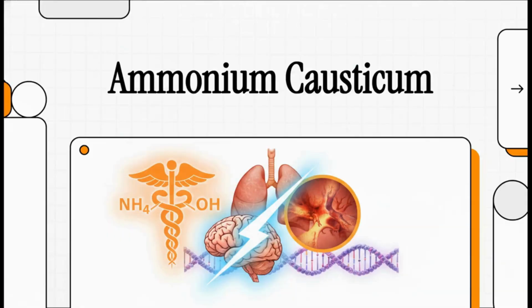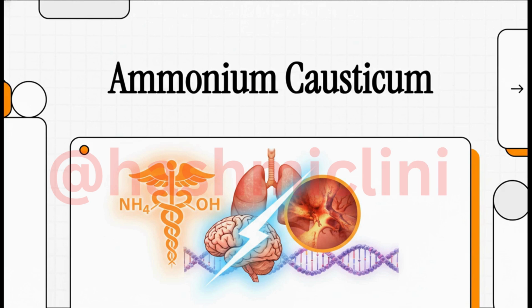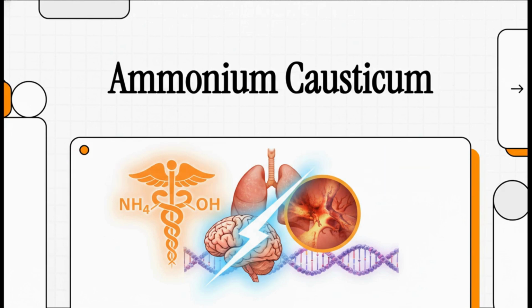All right, welcome everyone. Today we're diving deep into a really fascinating remedy, Ammonium Causticum. What's so interesting about it? Well, it's a remedy of incredible contrasts. On one hand, it can act with lightning speed in a life or death emergency. But on the other, it points to a very deep underlying constitutional weakness. And getting a handle on that duality, that's really the secret to using it effectively in your practice.